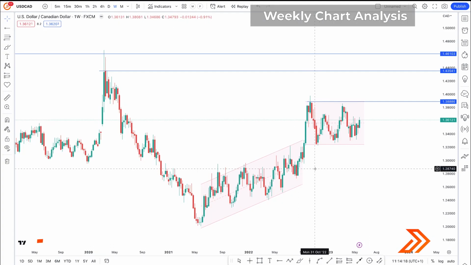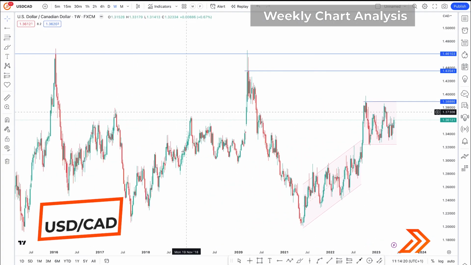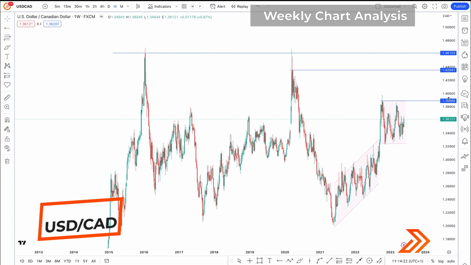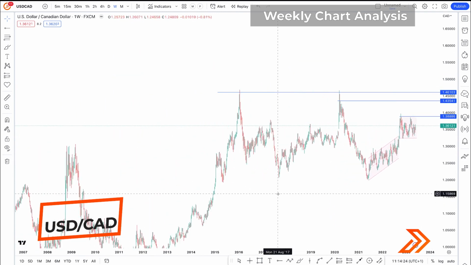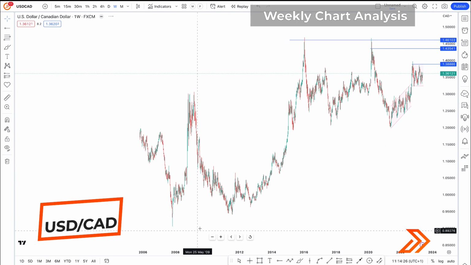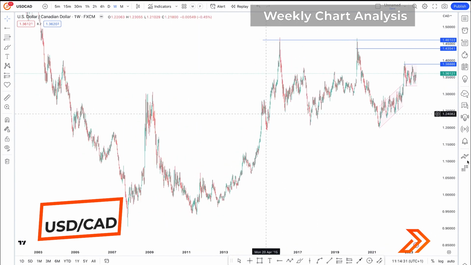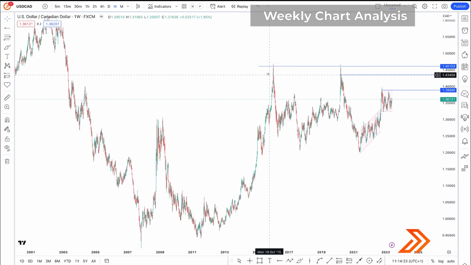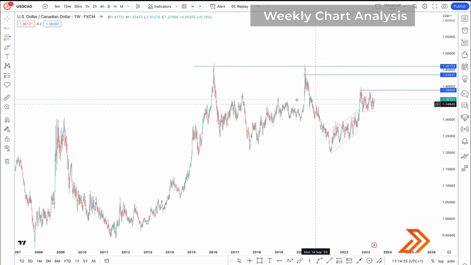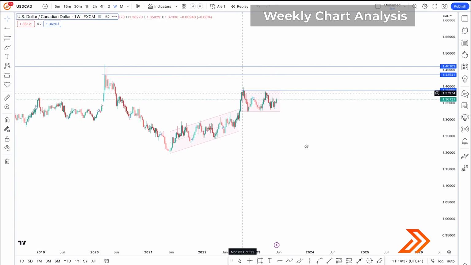And then on USD CAD. USD CAD has been bullish. This is the weekly time frame on USD CAD. USD CAD has been bullish, and then if you notice, we had a high that was created here, and then we had price go back up with this candle that we have here.